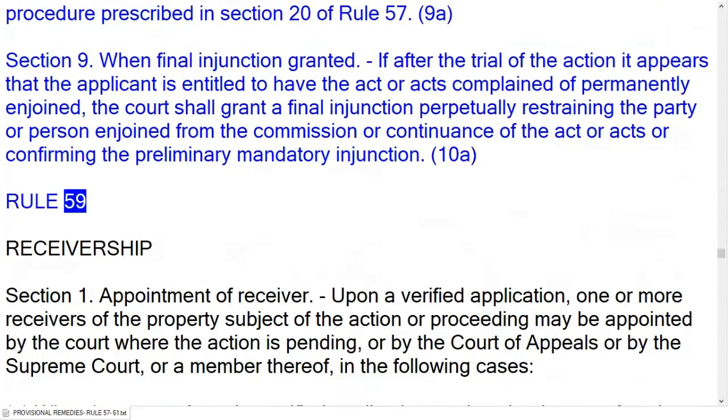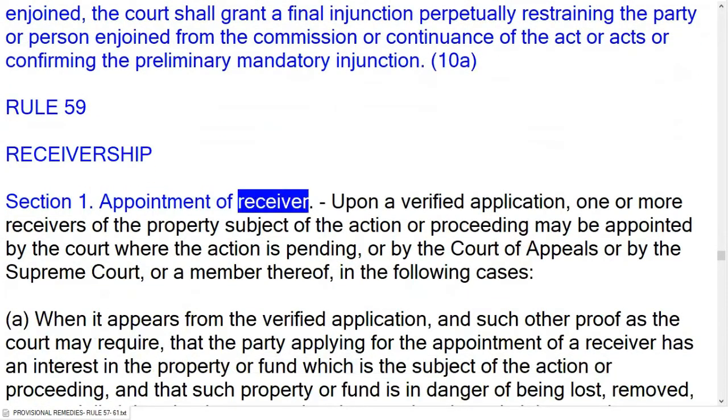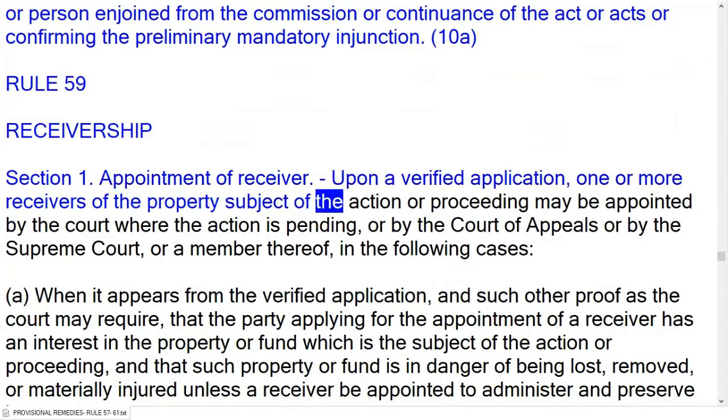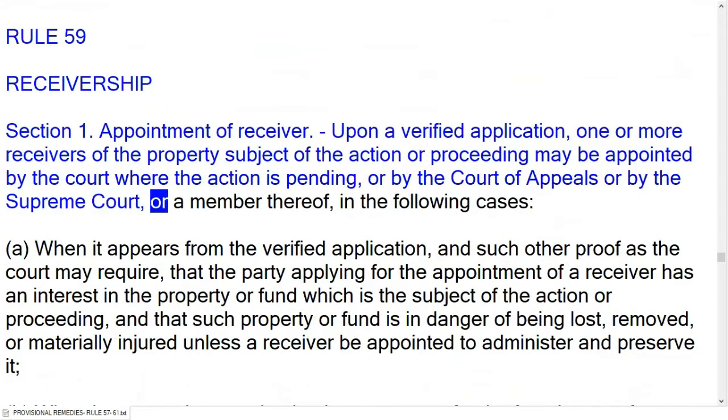Rule 59. Receivership. Section 1. Appointment of receiver. Upon a verified application, one or more receivers of the property subject of the action or proceeding may be appointed by the court where the action is pending, or by the Court of Appeals or by the Supreme Court, or a member thereof, in the following cases.